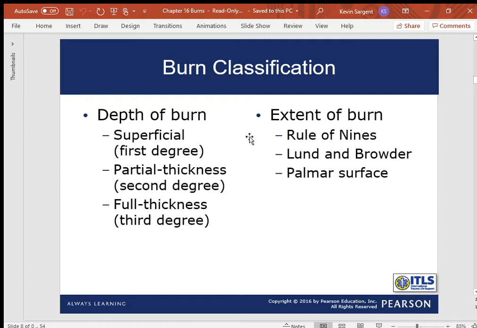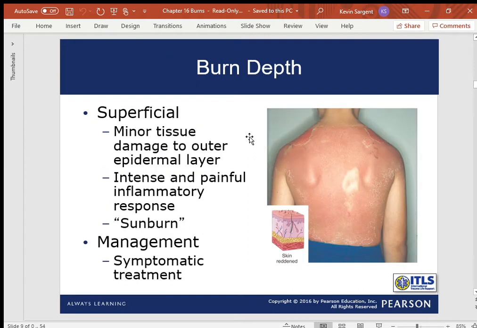To measure the extent of burns, you have your rule of nines. They have the Lund and Browder chart, and they have the rule of palm, or the palmar surface. And the palmar surface, just remember that the palm is 1% of body surface area. So you can always do that as a measurement. So we'll talk about that here shortly.